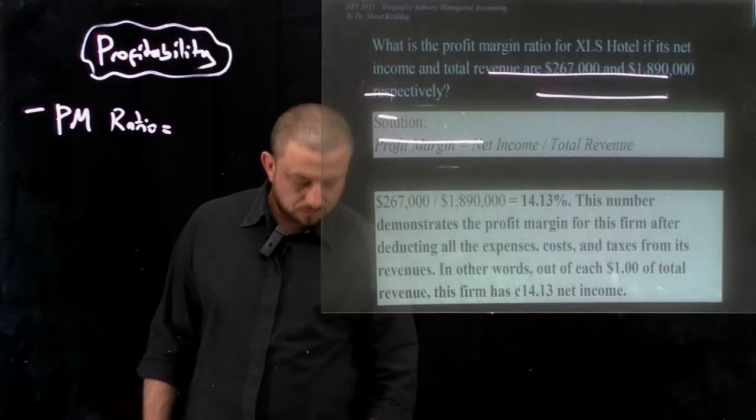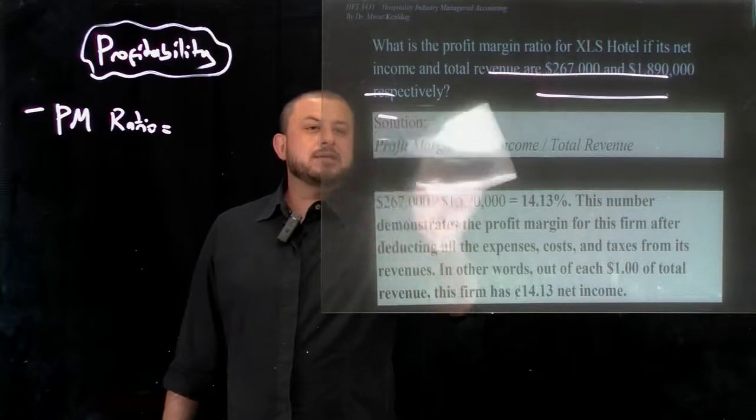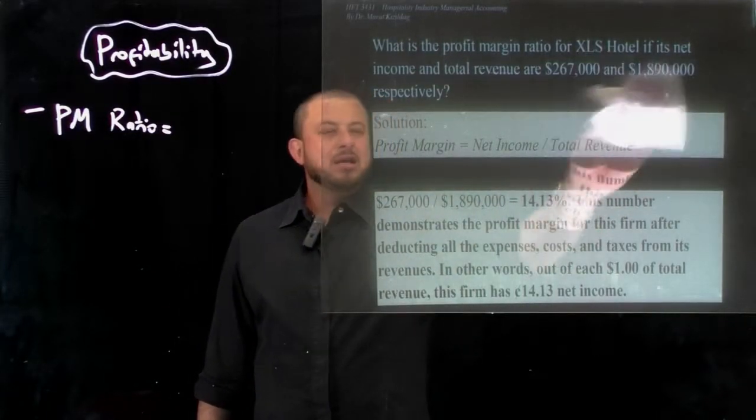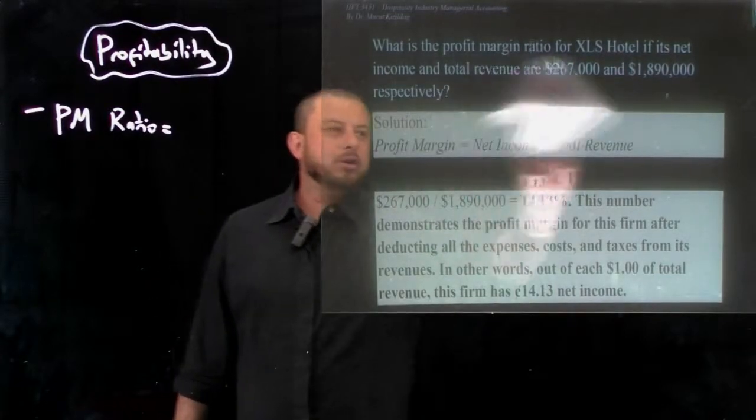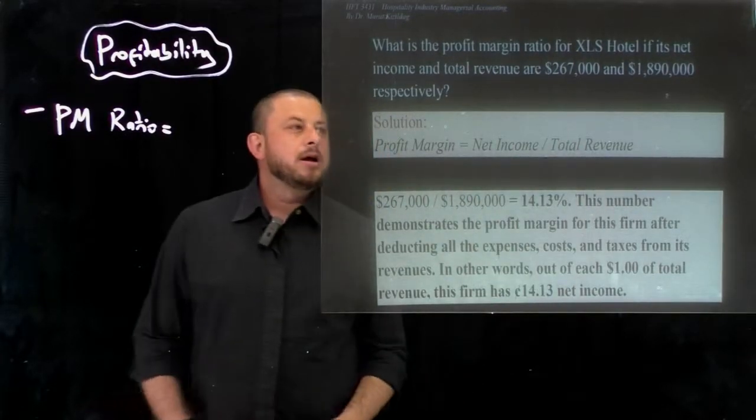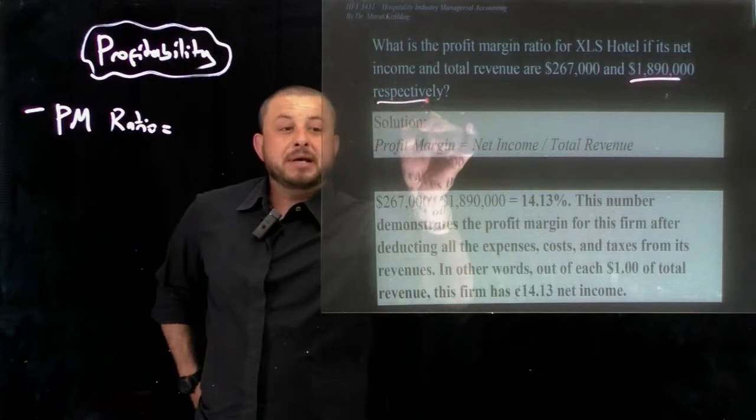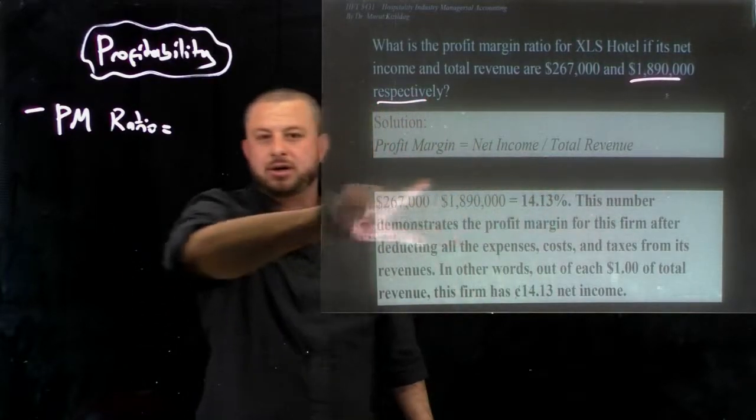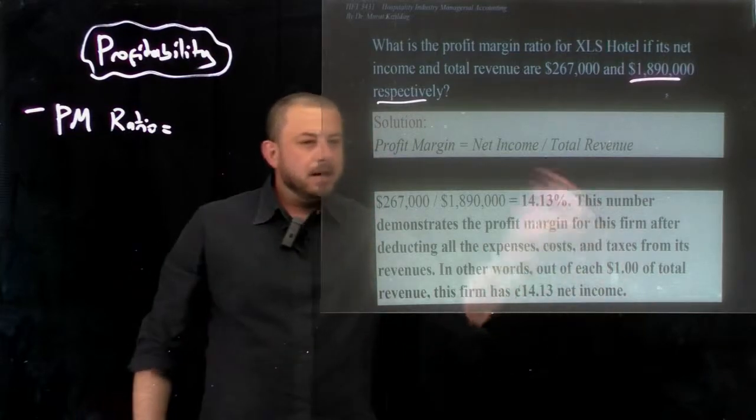Okay, the question becomes, what is the profit margin ratio of XLS Hotel if its net income and total revenue are $267,000 and this amount respectively? Guys, so I apologize for the gap over here. I'm not sure why there's a gap, but I apologize for that.